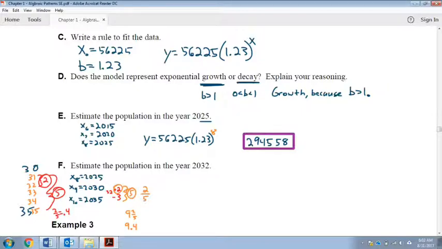So here we go. y equals 56,225 times 1.23 to the 9.4. You get 393,584 people. And it's 0.0, so we don't have to round. And that's your answer.